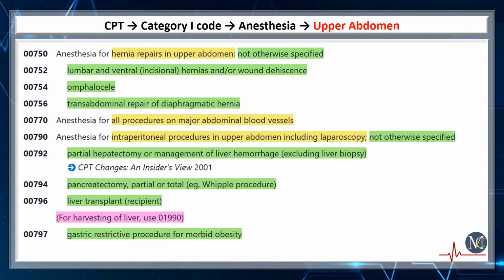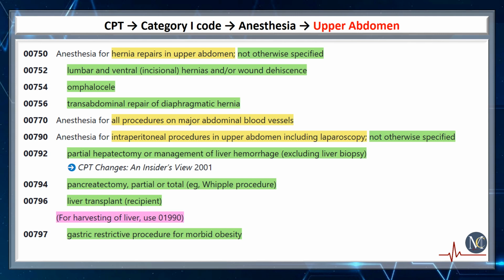Lapro means wall of the abdomen. Scopy means viewing or examination. A laparoscope is an endoscope designed specially to examine the abdomen. Next code is 00792. Partial hepatectomy or management of liver hemorrhage, excluding liver biopsy.